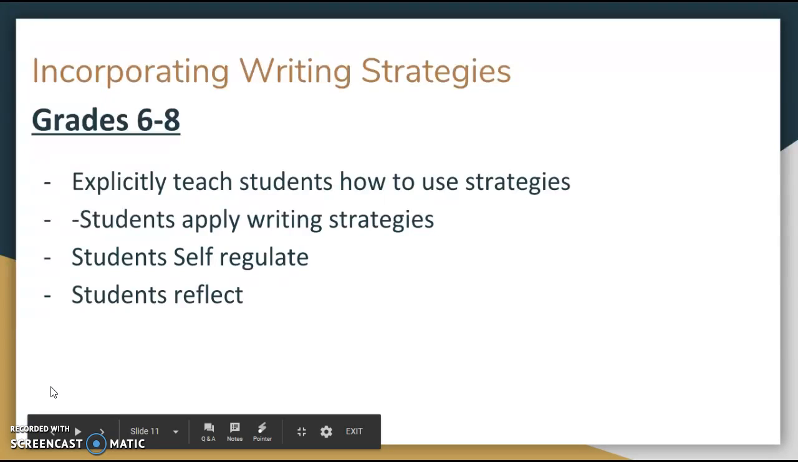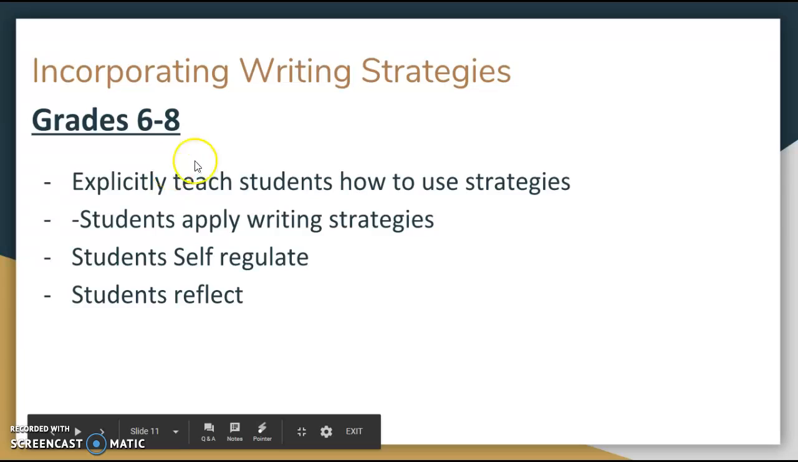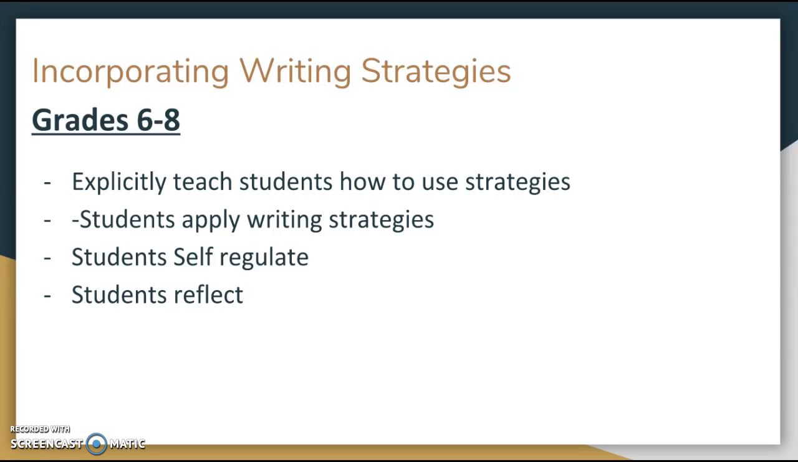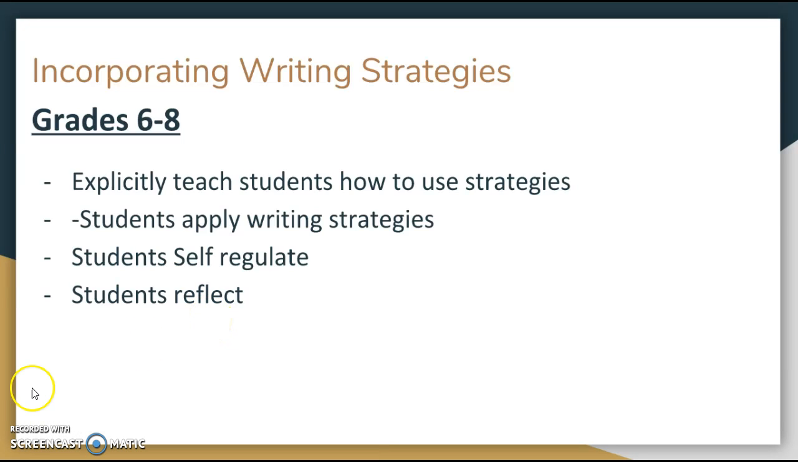Now that you've seen how these writing strategies fit into the writing process, we want to incorporate these writing strategies in our grades. In grades 6 through 8, you need to explicitly teach the student how to use the writing strategy. The students then have to take what the teacher explicitly taught and apply it to their own writing. Then the students have to self-regulate, which goes back to evaluating the process of their writing. And students reflect, which allows them to really monitor their own progress.